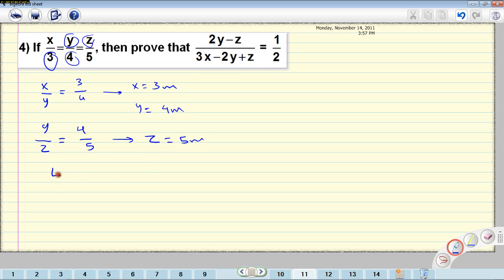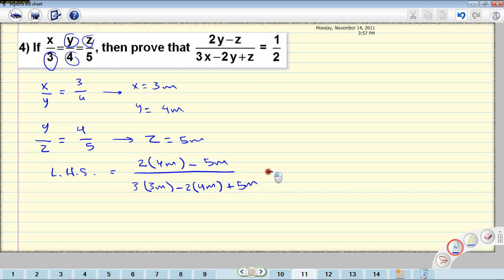So the left hand side, it's 2y, it means 2 open bracket 4m minus 5m over 3x, which is 3 open bracket 3m minus 2y, which is 2 open bracket 4m plus 5m equals, up will be 3m over 6m, so the answer is half, which is the right hand side.